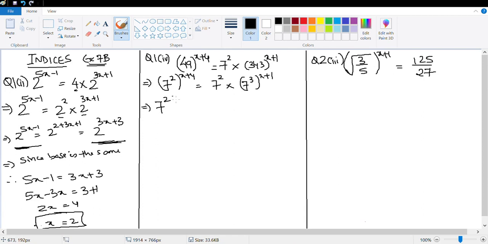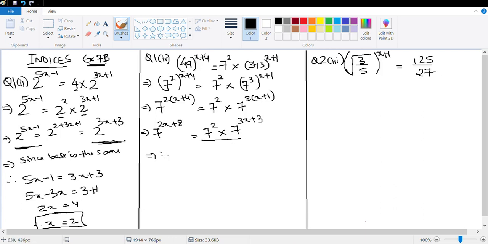That's 7 to the power 2 multiplied with x plus 4 is equal to 7 to the power 2 multiplied with 7 to the power 3 x plus 1. Let's open the bracket. That's 7 to the power 2x plus 8 is equal to 7 square multiplied with 7 to the power 3x plus 3. Let's add this because this is the common base rather. So 7 to the power 2x plus 8 is equal to 7 to the power 3x plus 2 plus 3, that's 5.